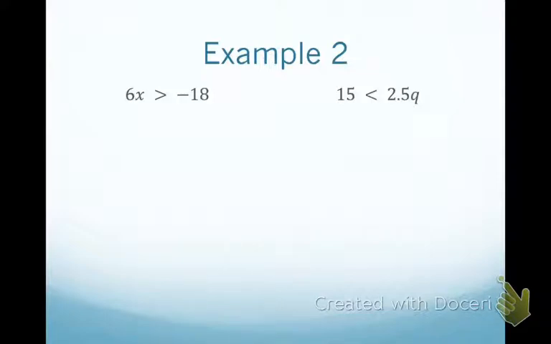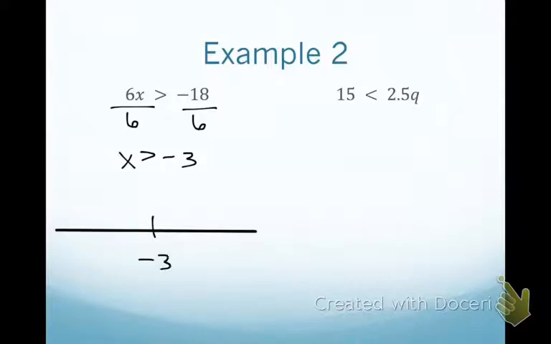All right, so write down the first one, 6x is greater than negative 18, and solve and graph. So what do I do to both sides? Divide by 6, and x is greater than negative 3. Who got that? Negative 3? Raise your hand if you got negative 3. Okay, so open dot or closed on negative 3? Open, and left or right?